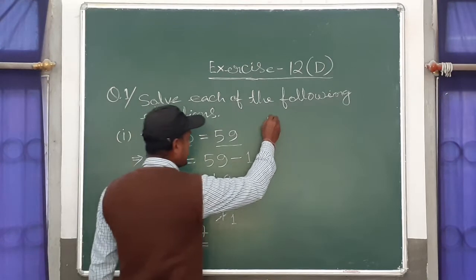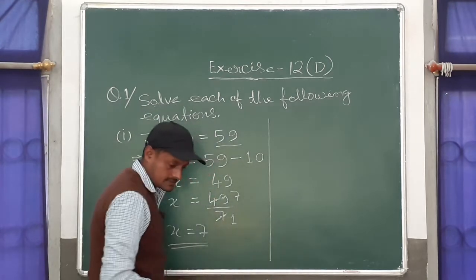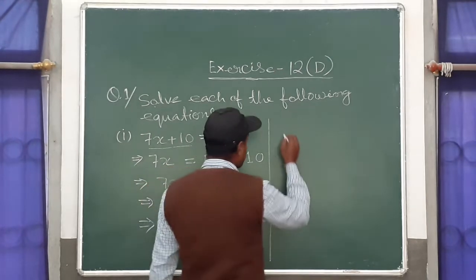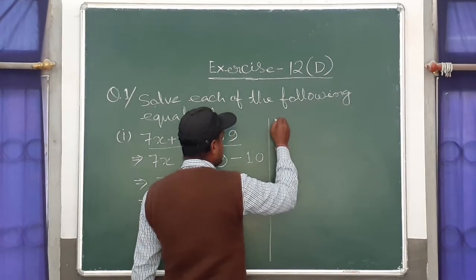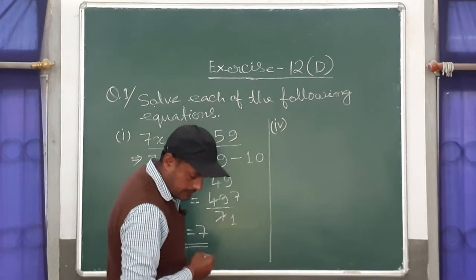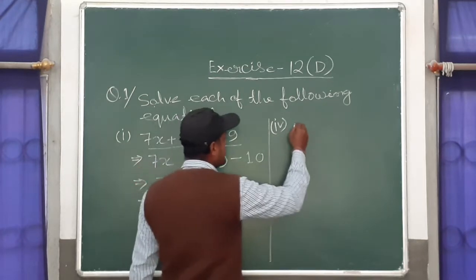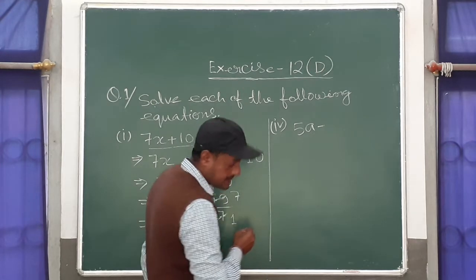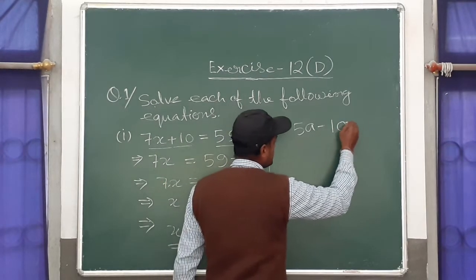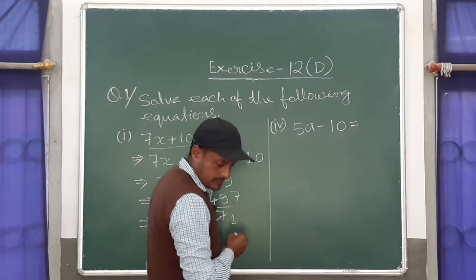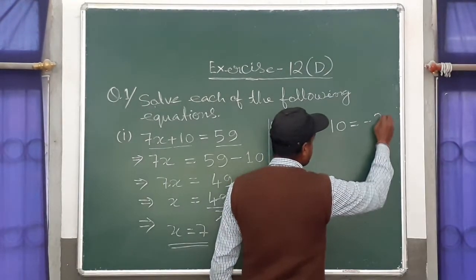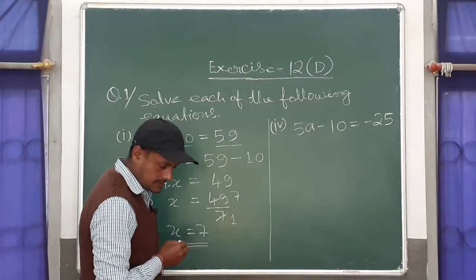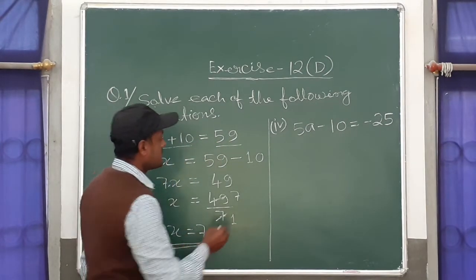The same way we will do one more question, that is part 4. Question number 1, part 4. Part 4 is 5a minus 10 is equal to minus 25. 5a minus 10 is equal to minus 25.